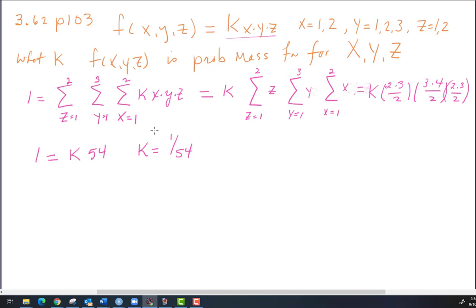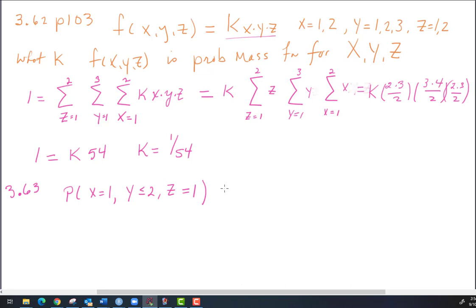Now if we were to use this function up here with k equal to 1 over 54, this is problem 63 in that same set. And it asks us for things like, what's the probability that x is equal to 1 and y is less than or equal to 2 and z is equal to 1.